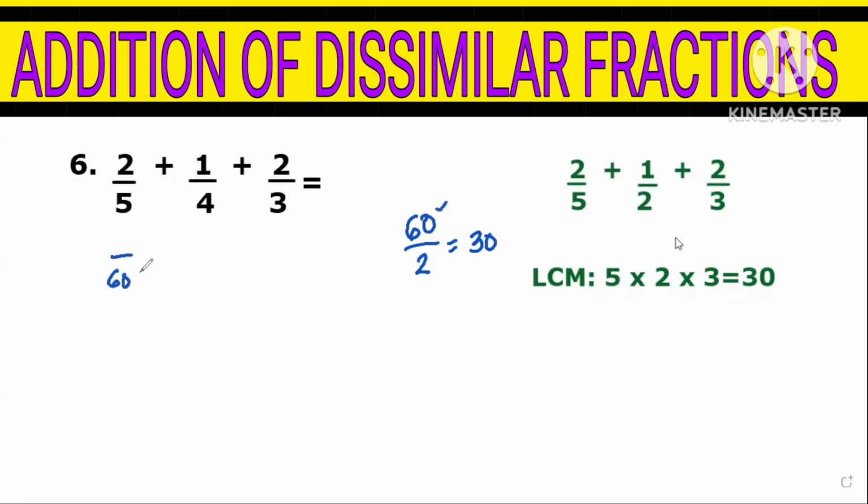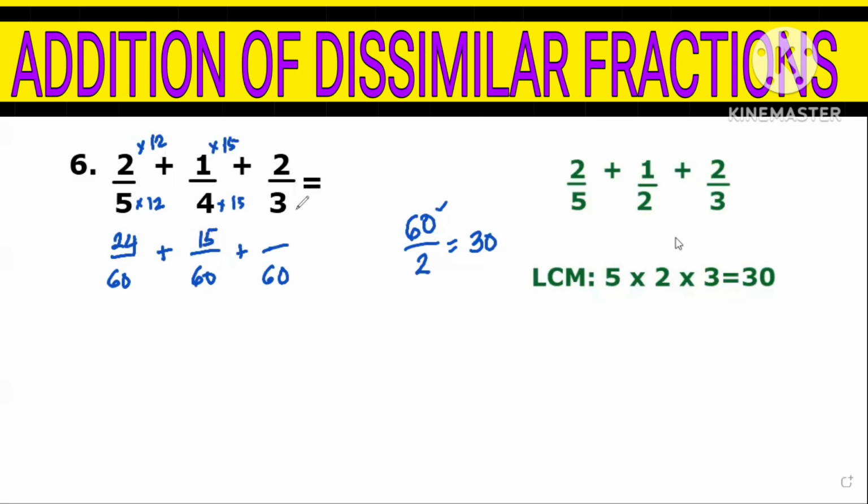So, taking 60 as our LCM, let us now get the equivalent fractions of each. Equivalent fraction of 2/5. Saan minultiply si 5? Sa 12 para maging 60. So we do the same for 2. 2 times 12 is 24. For 1/4 naman, saan minultiply si 4? Sa 15 to get 60. So we do the same for 1 multiplied by 15. So that is 15 over 60.